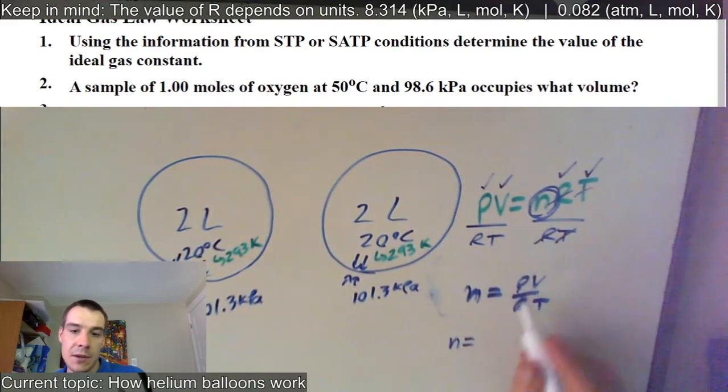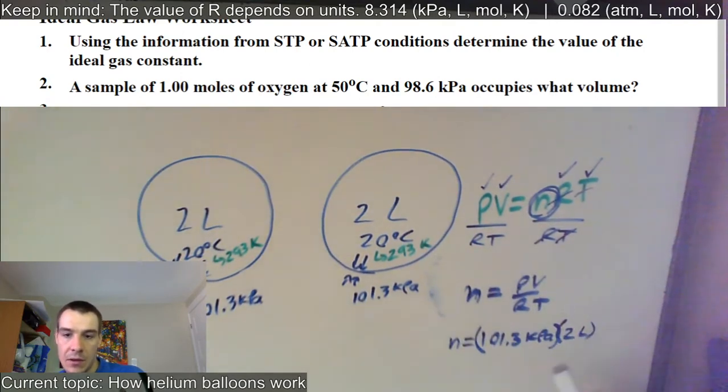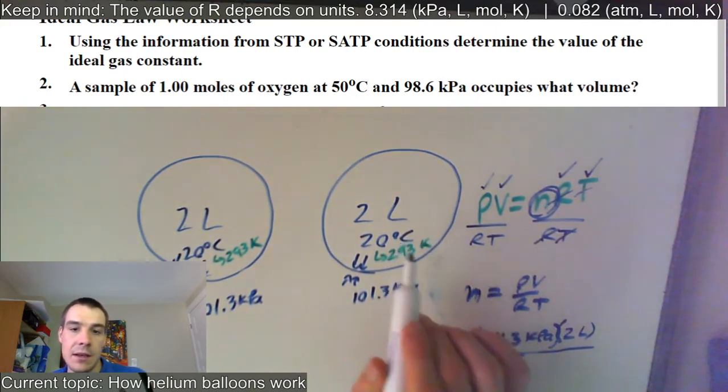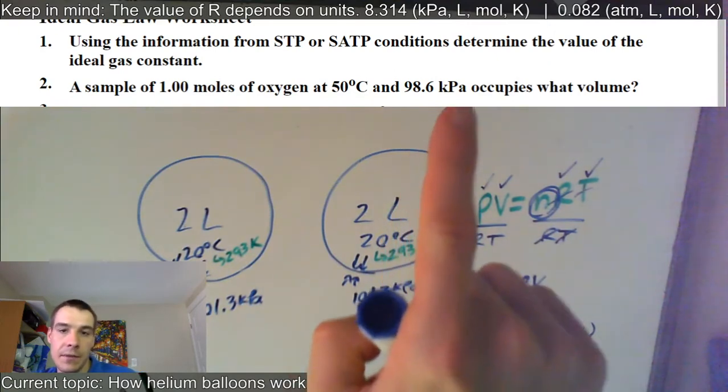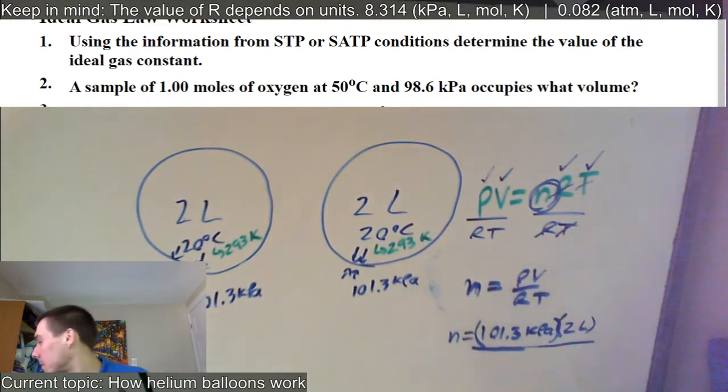n equals pressure, 101.3 kPa. That's pressure. Volume, 2 liters. Over, divided by R. We need our unit for R. We need to know what we're using R in. Well, we got kPa and liters and K, Kelvin. So if we look up here, we see it's 8.314 kilopascal liters per mole K. So 8.314, technically kPa liter per mole K.